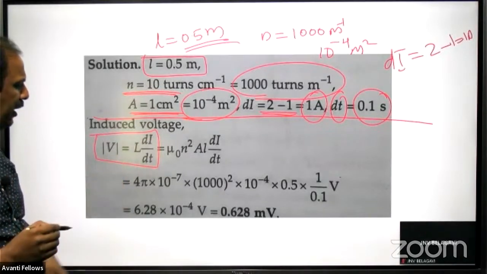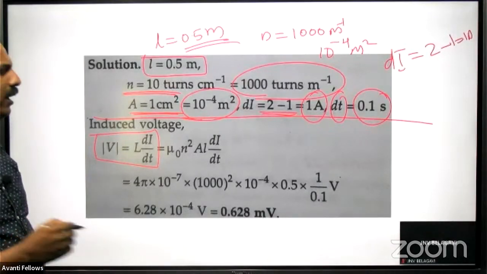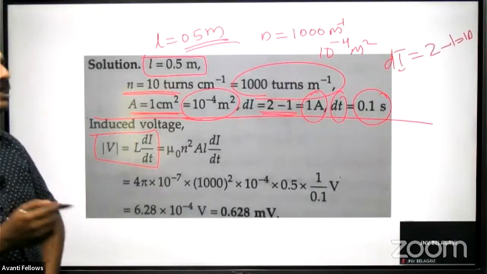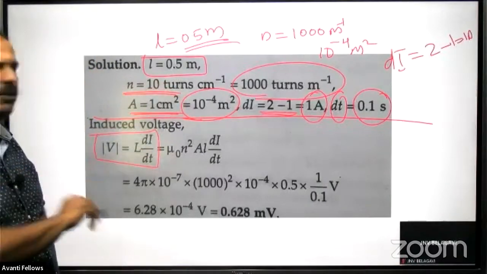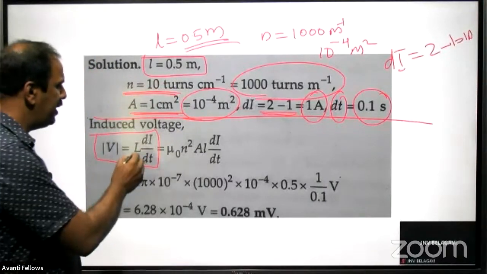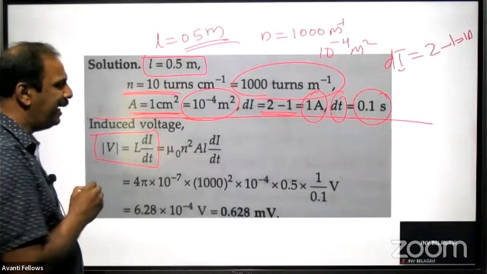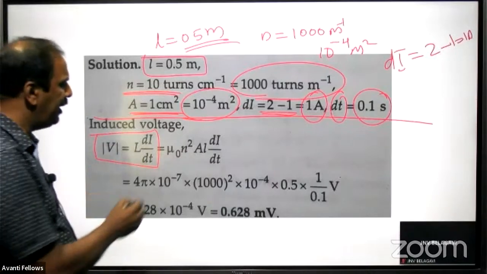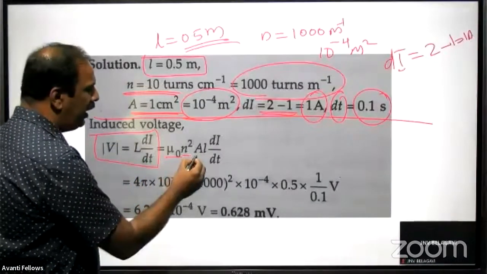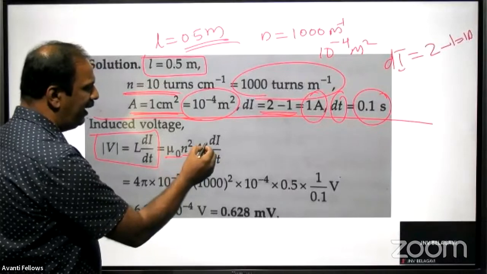We want to find out the induced voltage. That's all. If plus comes, minus comes, the difference is the polarity. That side will become positive. This side will become positive. That's all. So this is L di by dt. Then what is L? For self-inductance, L is mu naught N square A by l, where l is the length of this one.